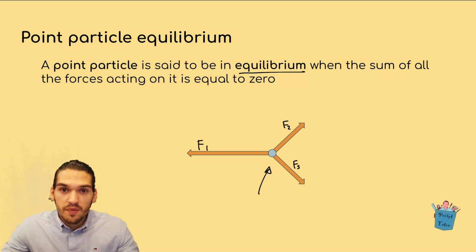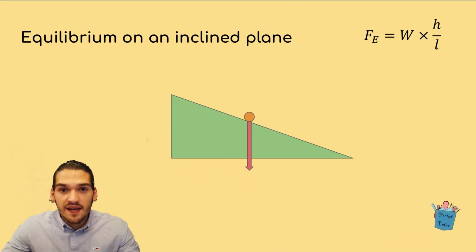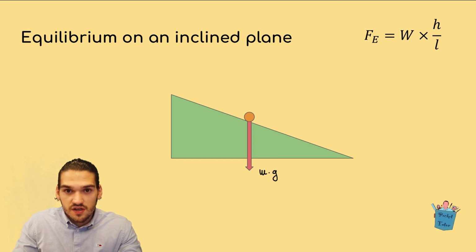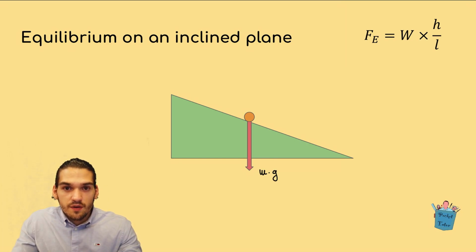But what if the point particle is not on a flat plane, but on an inclined plane? An inclined plane is something that we'll encounter often in physical problems. And the equilibrium on an inclined plane is always the same. The sum of all the forces must be equal to zero for a point particle. So let's consider this example here. Let's say that we have a point particle with a given mass. This point particle will have a weight that is given by the mass times the gravitational acceleration constant, and we can do the vector decomposition of this force, since we have to compute the equilibrium along the inclined plane.